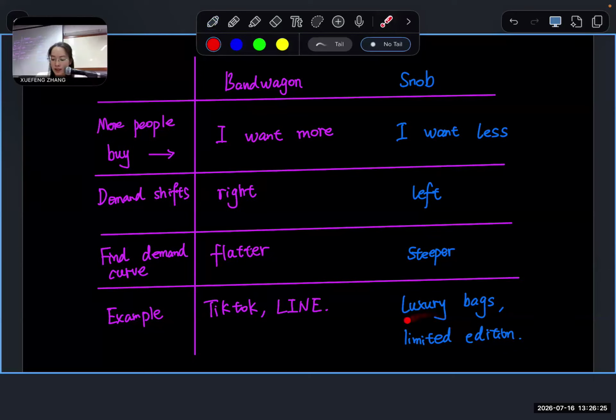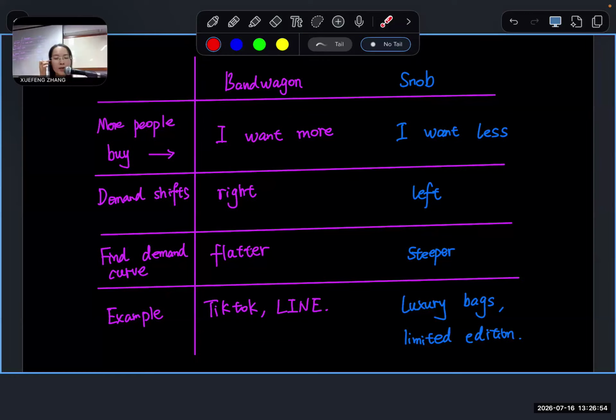Okay, for the limited edition, like the limited edition bags, suppose there are only 100 pieces. If everyone gets one, it's not special anymore. That's why snobs don't want it. The snob effect reduces the price effect, all right? Exclusivity loses value when too many people have it.